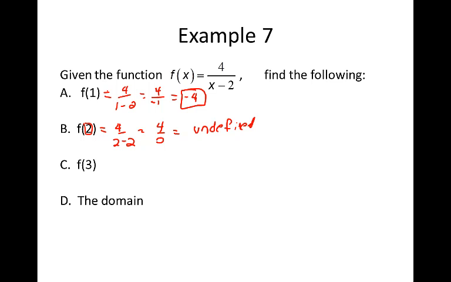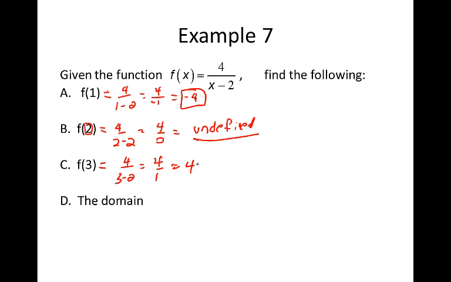So right off the bat, I know that 2 is not in the domain, because the domain are all the possible x values I can plug in, and 2 does not give me something that's defined. Again, domain, the values that I plug in for x that give me a value: 4, negative 4, 3, 1/2, 0.2. But if I can find values that don't work, those are not in my domain. F of 3, 4 over 3 minus 2, 4 over 1, positive 4.